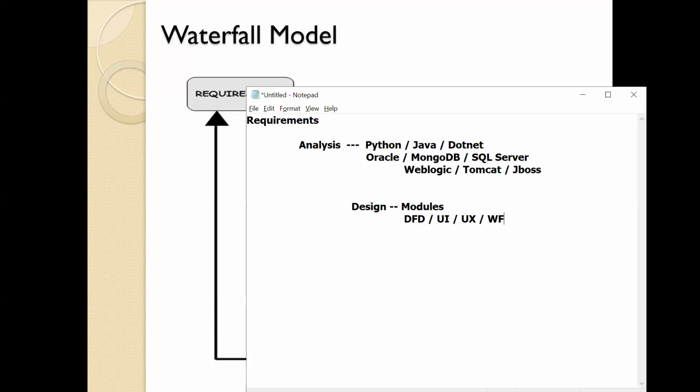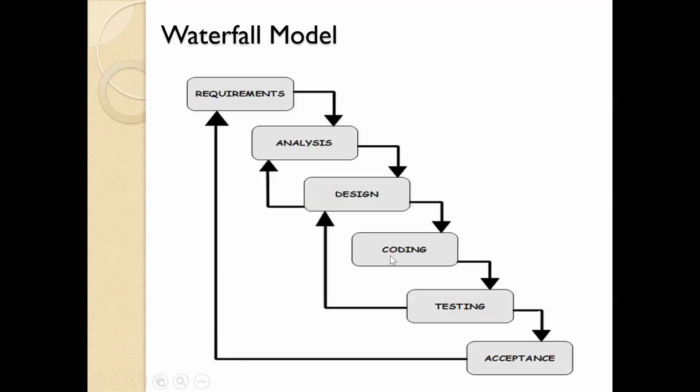In the design stage, we can experience the application on paper. You can experience the application in a document. You can visualize how the application looks like. The project is divided into modules. For each and every module, the user interface, the user experience, the workflows, and the data flows will be designed. So this happens in the design stage. Clear? Once the design has been completed, the next part is the coding part.